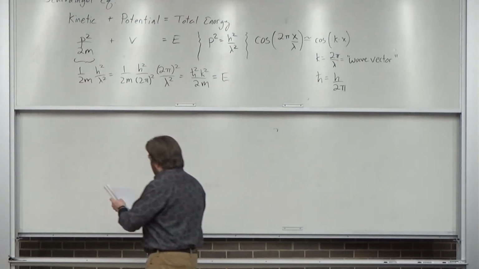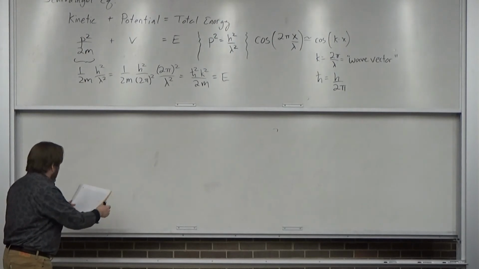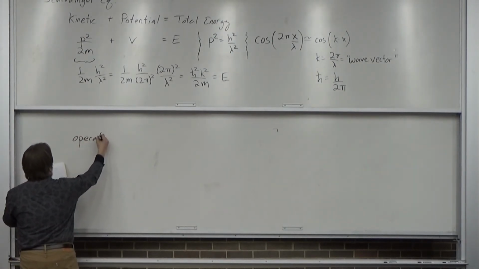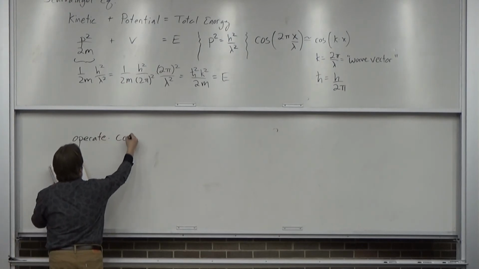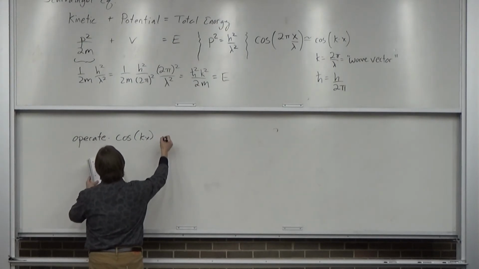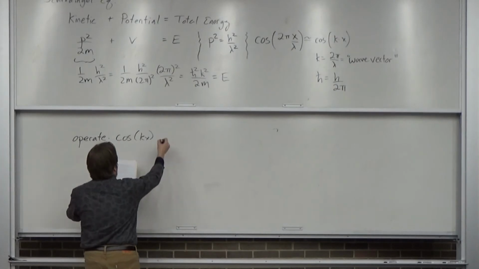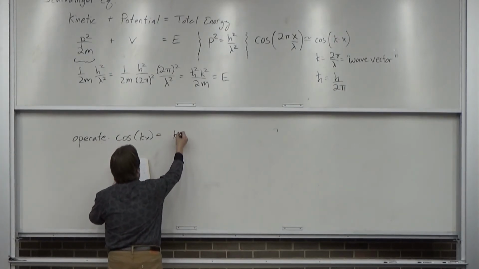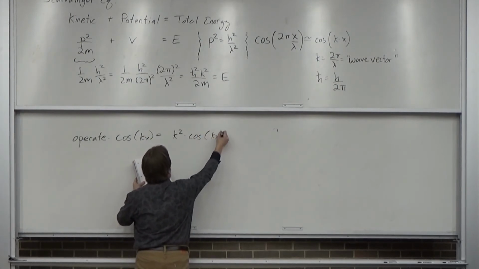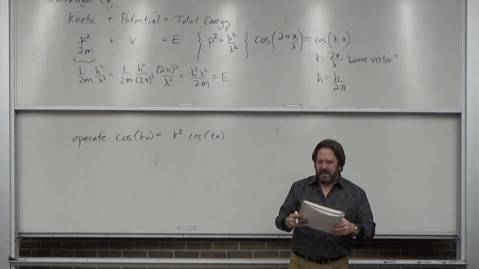Anyway, so let's see. What did he come up with? Here's the idea. You want to operate, you want to do something to cosine kx to give you, let's say, k squared. This is what you want to do. You want to get the thing to spill its guts.